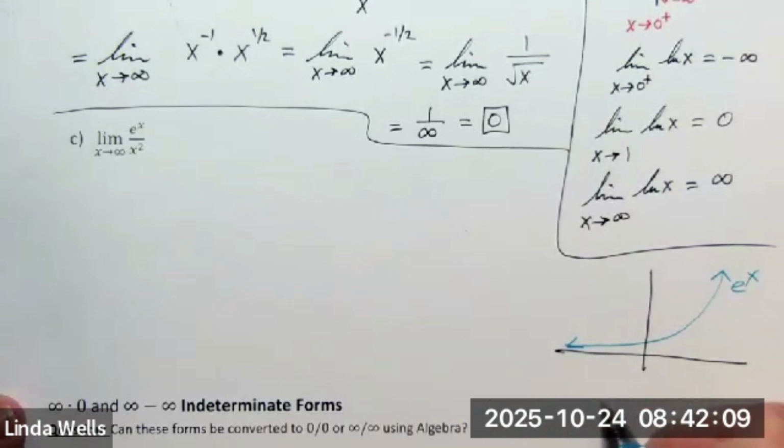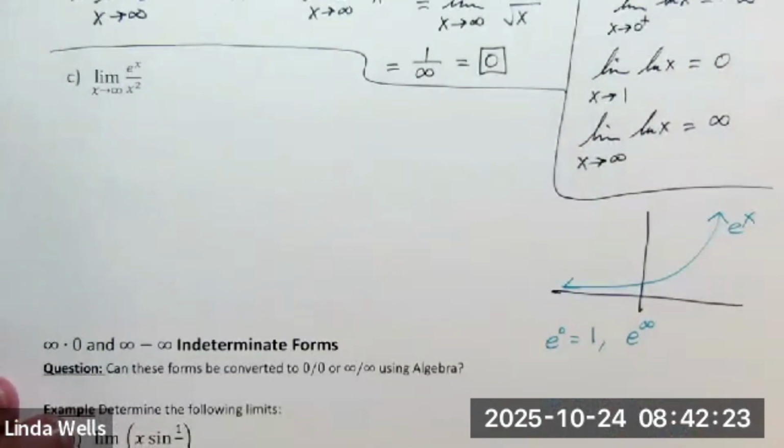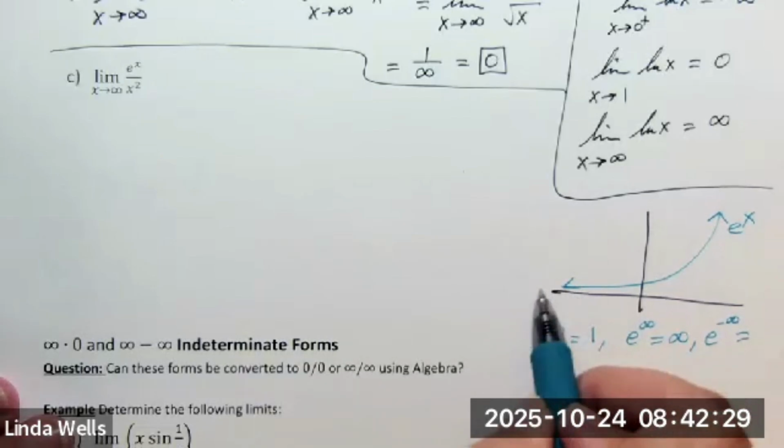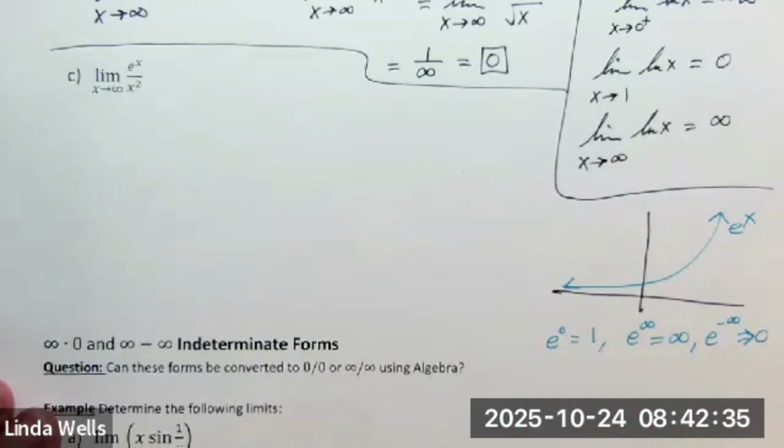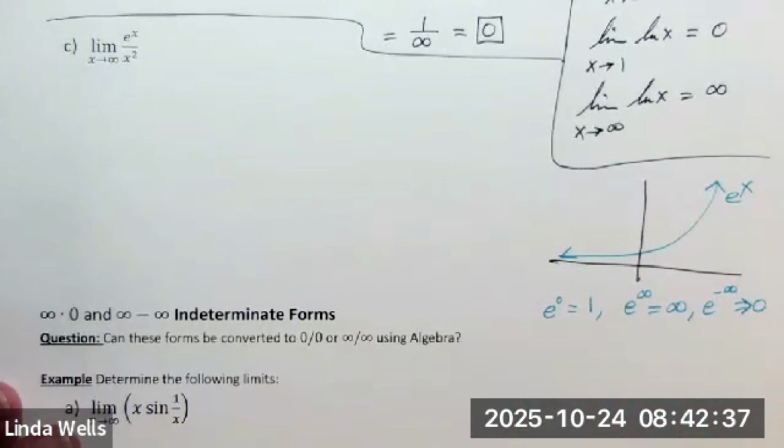All right, review. E to the 0 is 1. E to the infinity. So as x goes to infinity, where's the function going? Infinity. And as x goes to negative infinity, e to the x is headed towards 0. Does it actually get there? No, but it's headed towards 0. So I'm going to show it's headed there, but it's not actually.